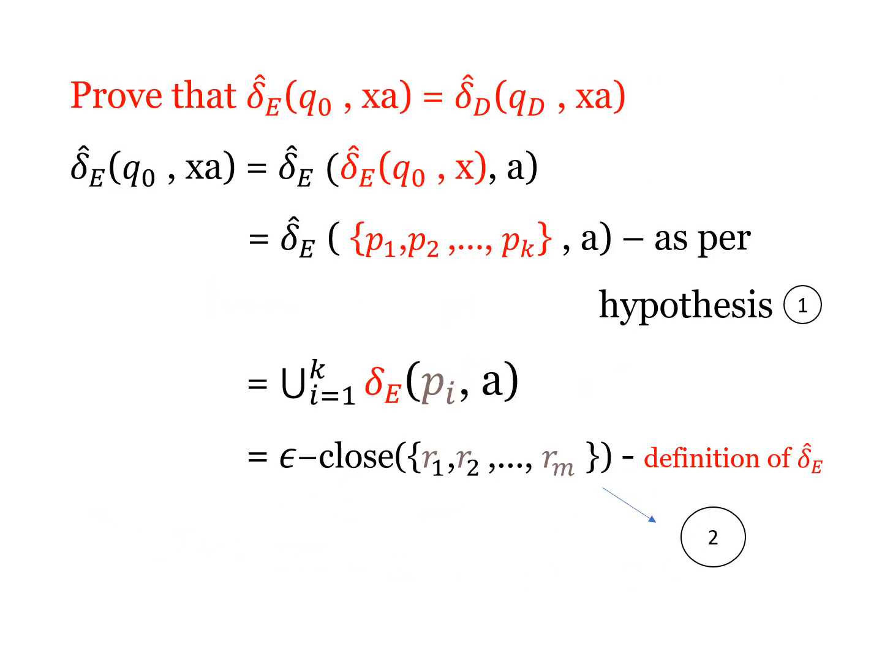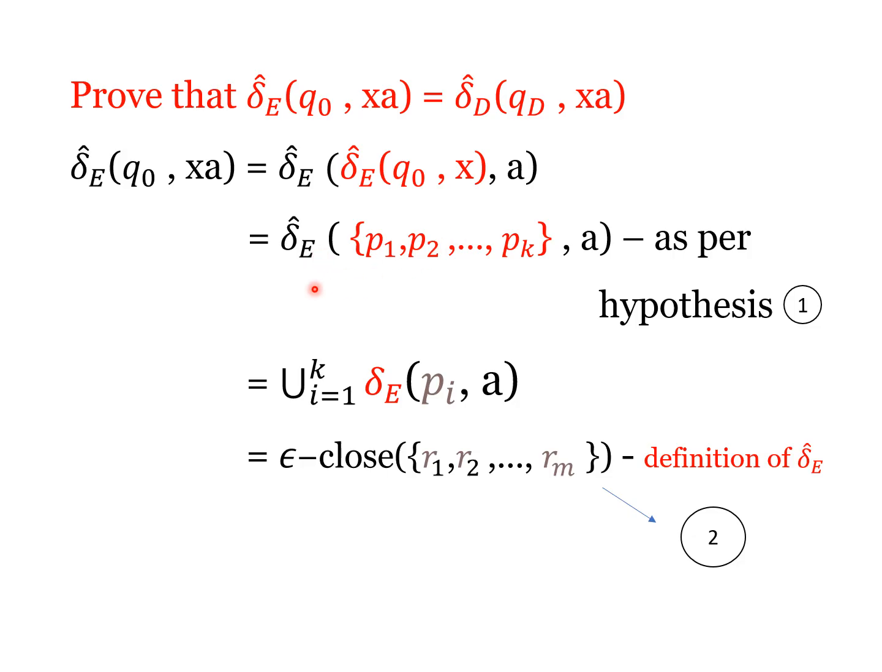So now we are taking our epsilon NFA transition. We are taking from Q naught, the start state of the epsilon NFA, and then the string XA. As per the inductive hypothesis, we know that Q naught comma X, that is in the epsilon NFA starting from Q naught, processing the string X, we are getting a set of states P1, P2, etc. up to Pk. This one is true with respect to our hypothesis, with respect to our assumption.